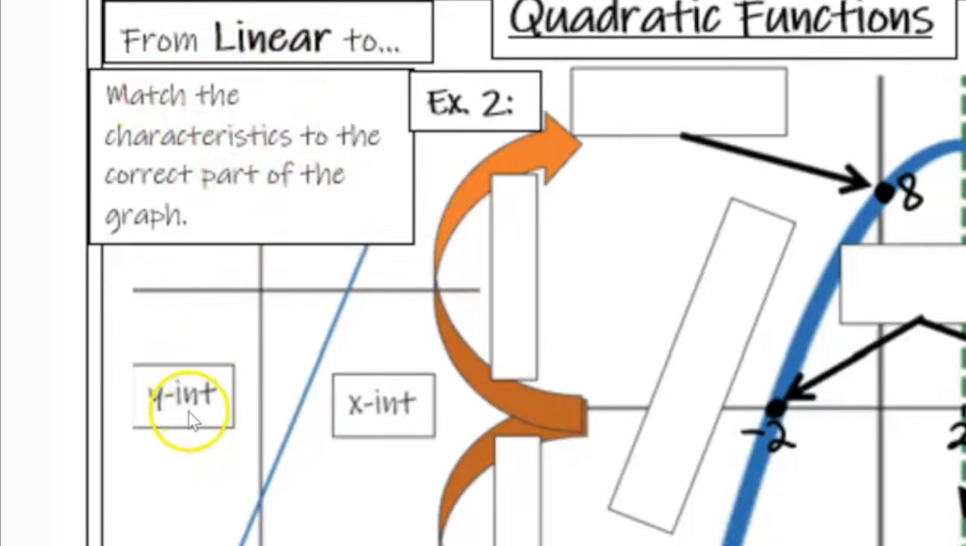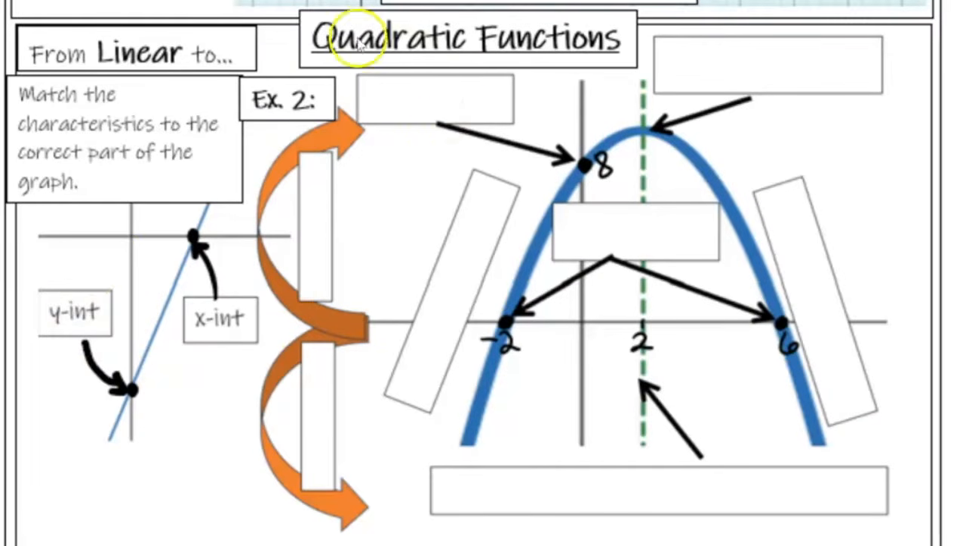So from linear, we know what the y-intercept is. So let's go ahead and draw an arrow to that. That right there is the y-intercept. Where's the x-intercept? This is where it crosses the x-axis. That's the x-intercept. Now we're going to move into quadratic functions, and the characteristics are similar. It's just that quadratics has a few more.